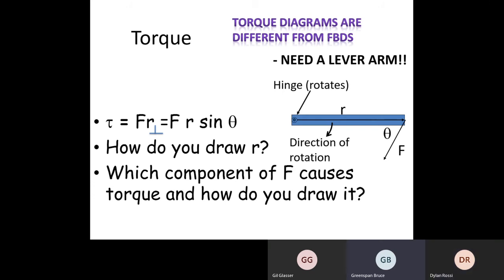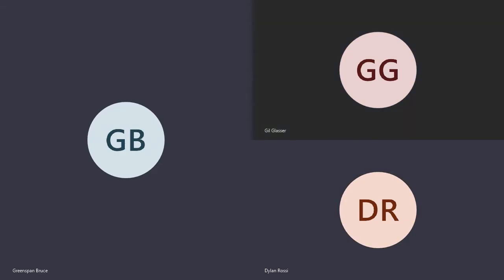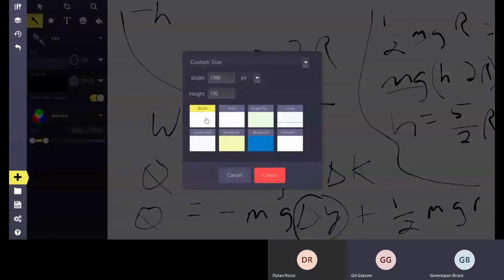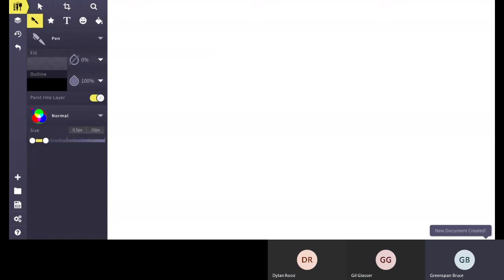Let me actually, I'm not going to share this. Let me just draw some stuff. I'm going to share my screen. All right, this might be a good explanation here. Okay, you guys see this?